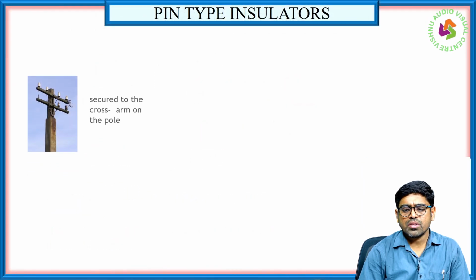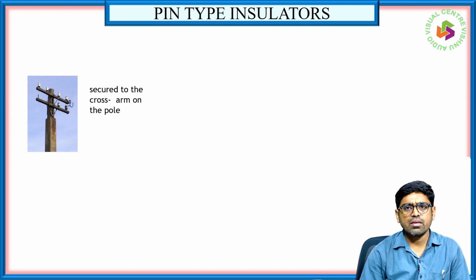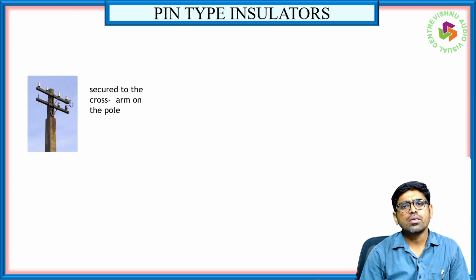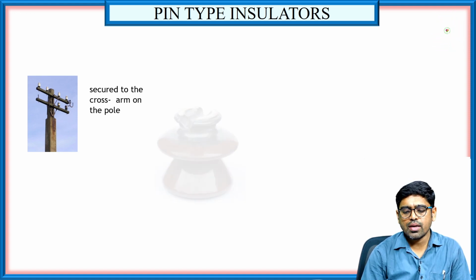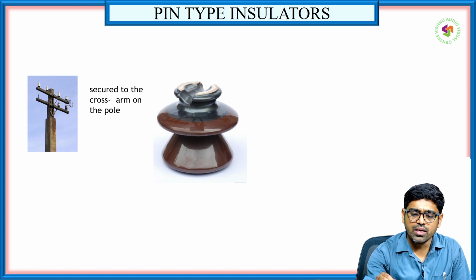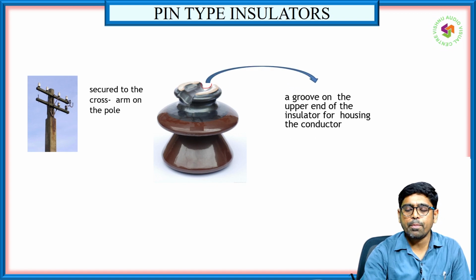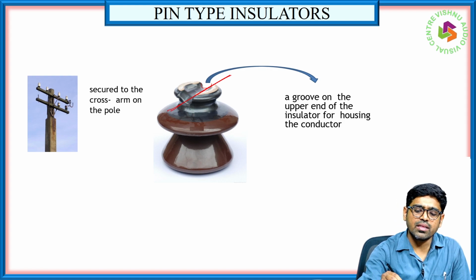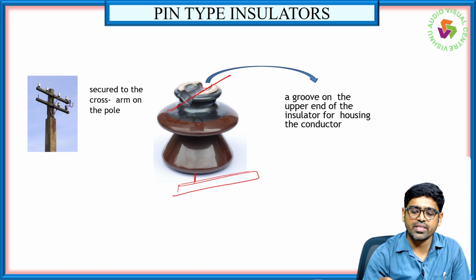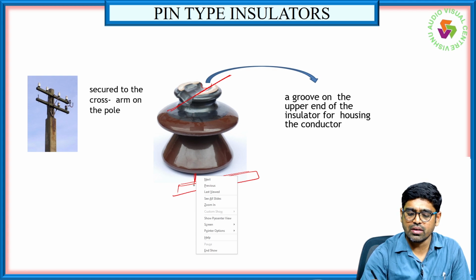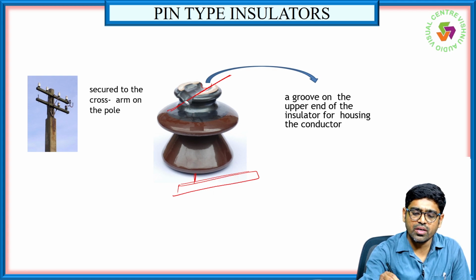You can see this pin type of insulator in the distribution system in our street also, where the 3-phase distribution lines are flowing. It is secured to the cross arms on the pole, and it has a groove type of structure. At the upper end of this insulator, the groove houses the conductor. At the bottom we have the pin, and it is fixed at the cross arm. That is what we have in the pin type of insulator.